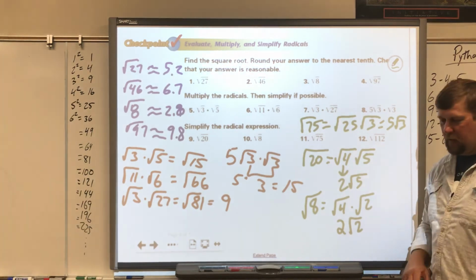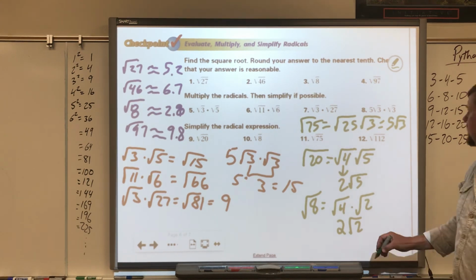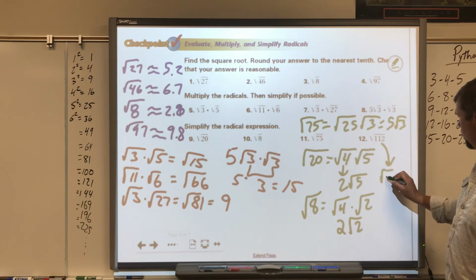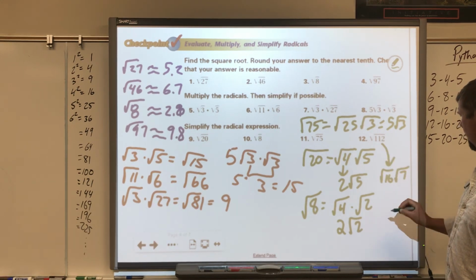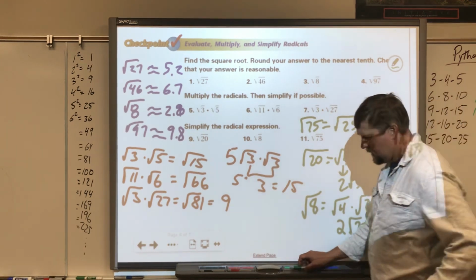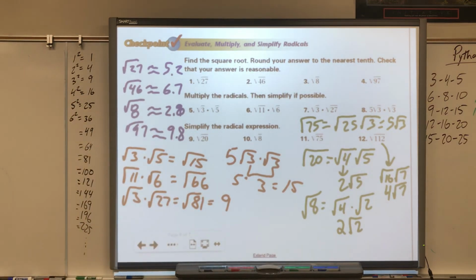112. Okay, let's try it. Let's see. Does 4 go into 112? 112 divided by 4 is 28. Let's see if 16 goes into 112. It does, 7 times. So this one is the square root of 16 times the square root of 7, or 4 square root of 7. And that is how you simplify radicals.